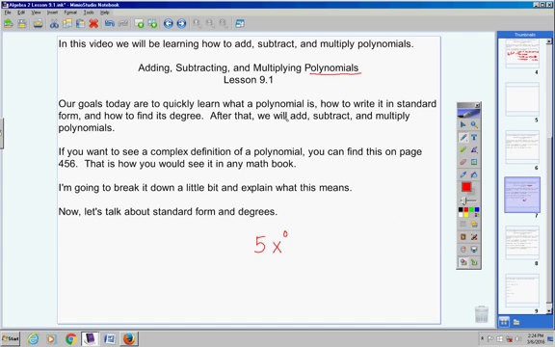So yes, to be honest with you, 5 would be a polynomial. Just something to think about, okay? That's a polynomial. Because it's a list of terms and it fits all the other criteria, so we're fine.